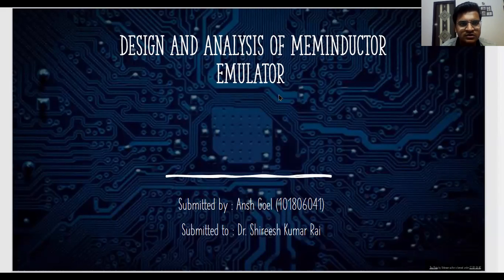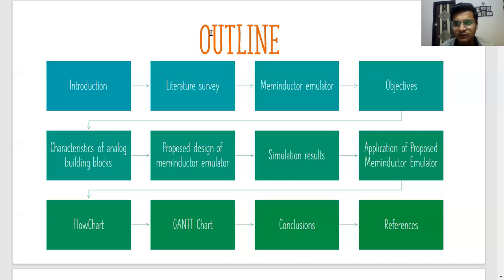Now, moving forward, first of all, we will see what we are going to see in this presentation. We'll start off by introduction, and then moving forward, we'll go to the references.